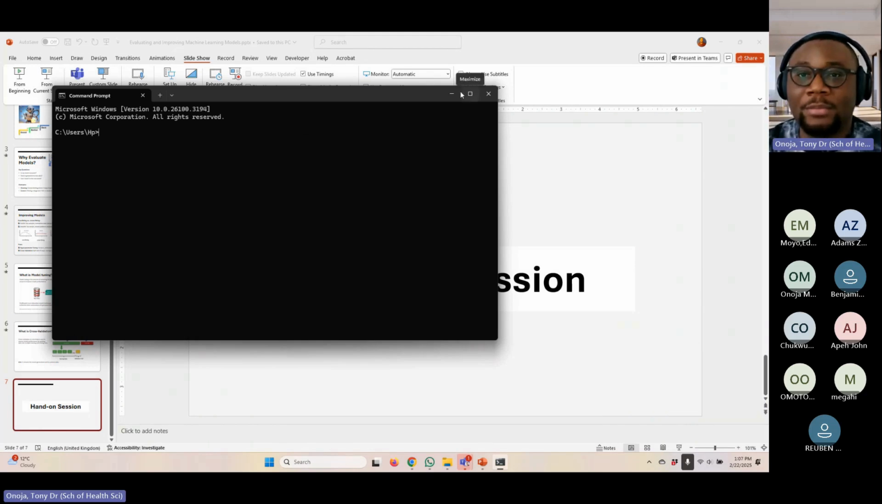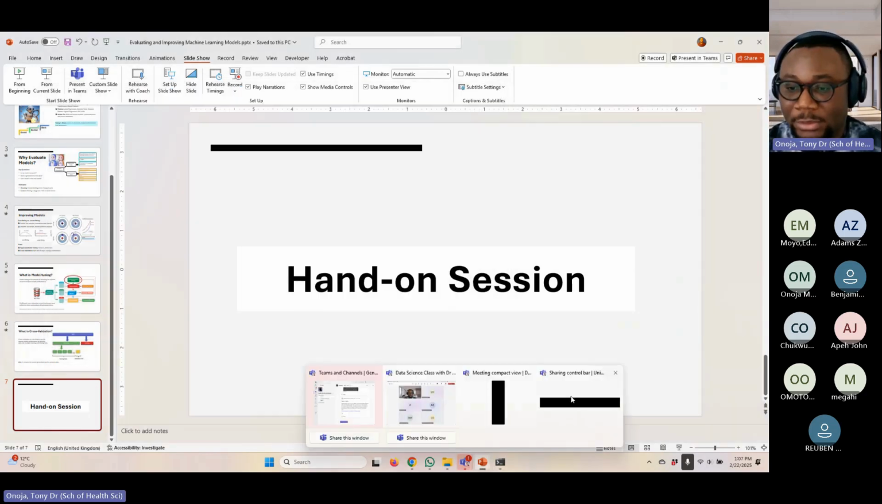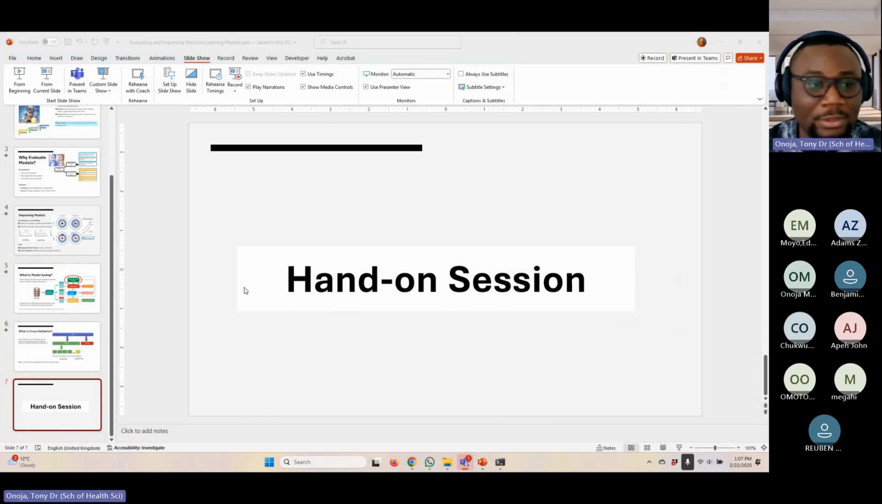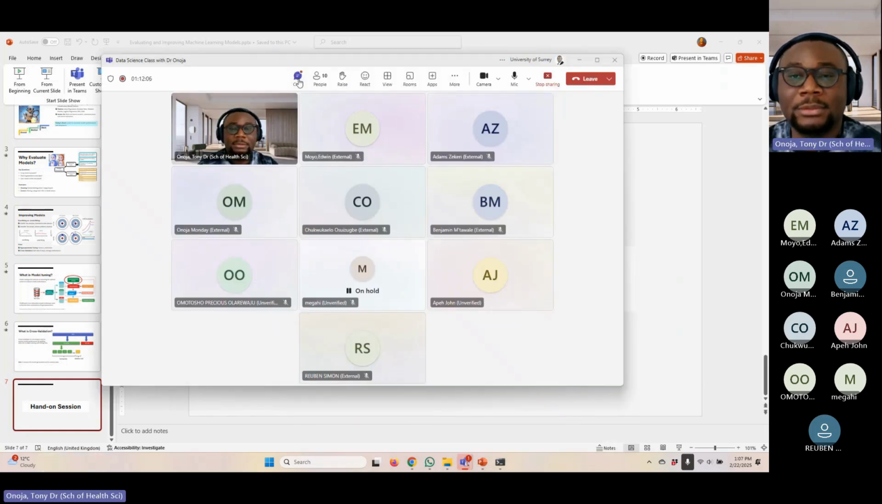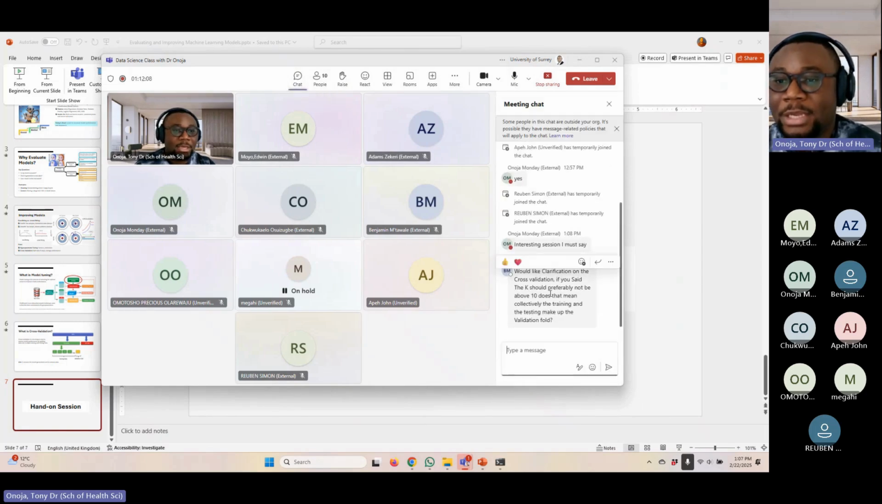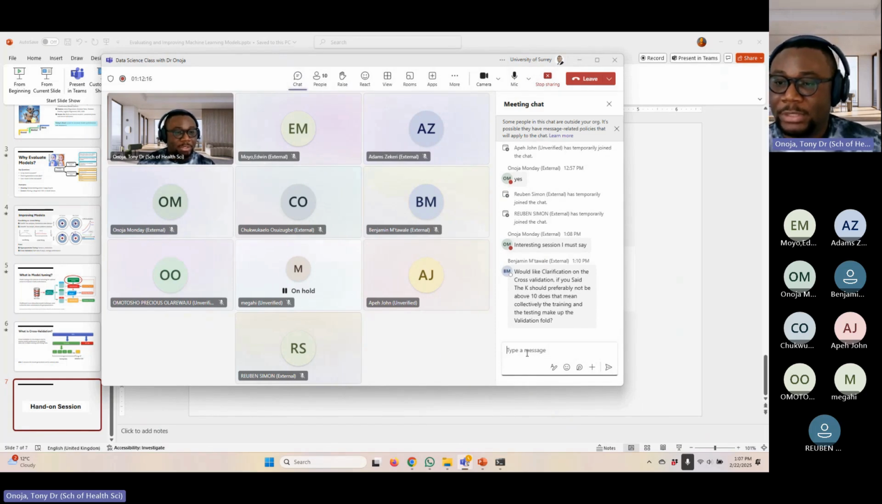Okay. Before we go in, I think there is a question. There is a question from Benjamin. He would like clarification on cross validation. He said that if you said the K should preferably not be above 10, does that mean collectively the training and the testing make up the validation fold?